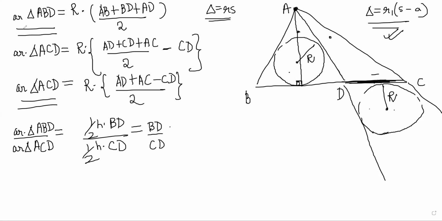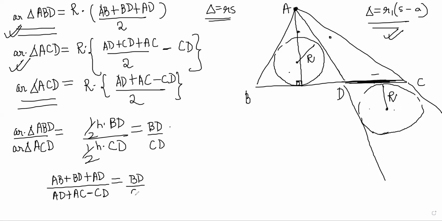Great. We already have an expression for the area here and the area here. We'll use those two expressions and write that it is equal to BD by CD, right? So R by 2 and R by 2 will cancel when I divide. So what I'll end up getting is (AB plus BD plus AD) divided by (AD plus AC minus CD) is equal to BD by CD, right? This is the expression that I'm getting. I'm using these two area expressions and I'm dividing and saying that the ratio should be BD by CD, right?